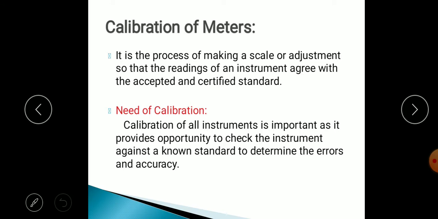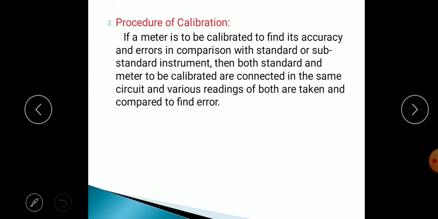Next is calibration of meters. It is the process of making a scale or adjustment so that the readings of an instrument agree with the expected or certified standard. We are given one standard certified instrument, and it is calibrated as per that. Need of calibration: calibration of all instruments is important as it provides the opportunity to check the instrument against a known standard to determine the error and accuracy.